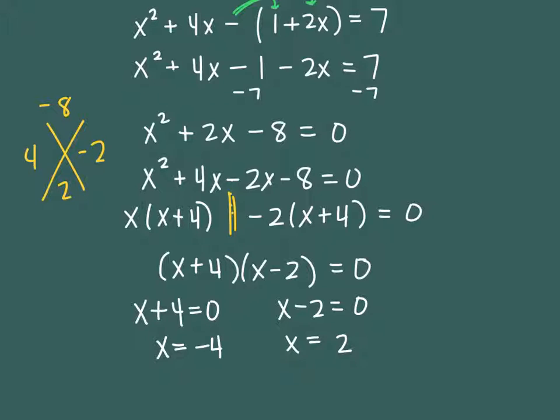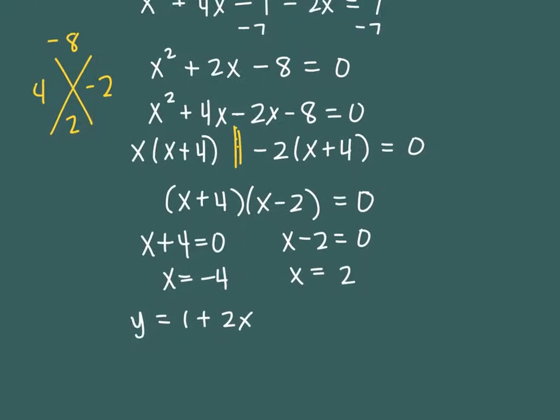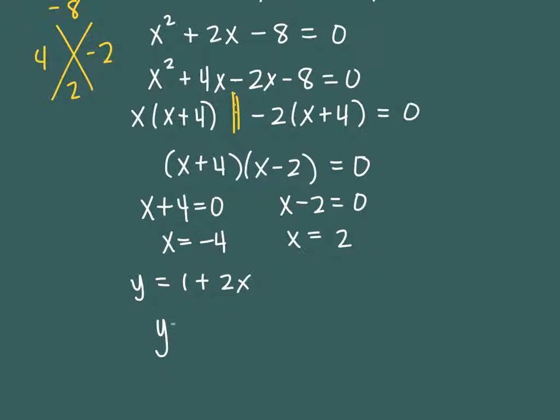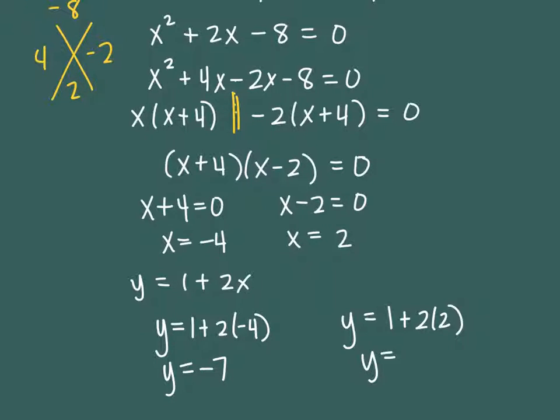What else do I need to solve for? Y. And we'd gotten y alone back at the beginning anyway. We know that y by itself was 1 plus 2x, which means y should be 1 plus 2 times -4. And y is also going to be 1 plus 2 times 2. So I have multiple solutions for x and multiple solutions for y. So y is -7 this time, and y is positive 5.